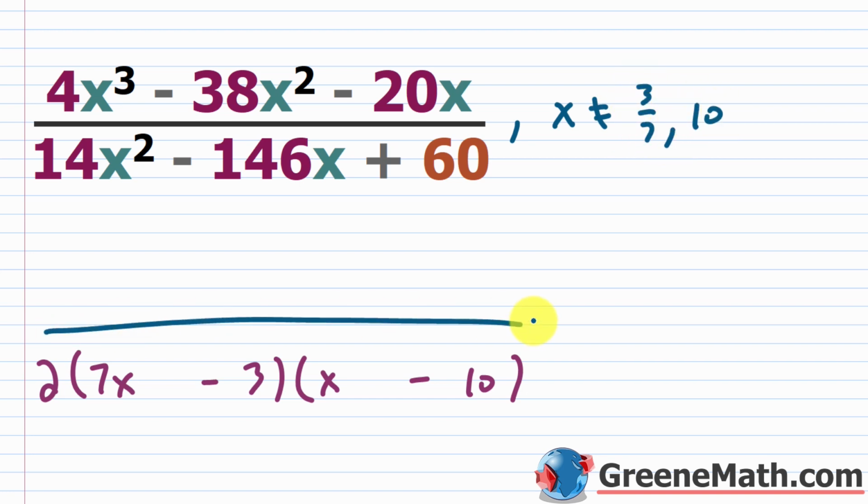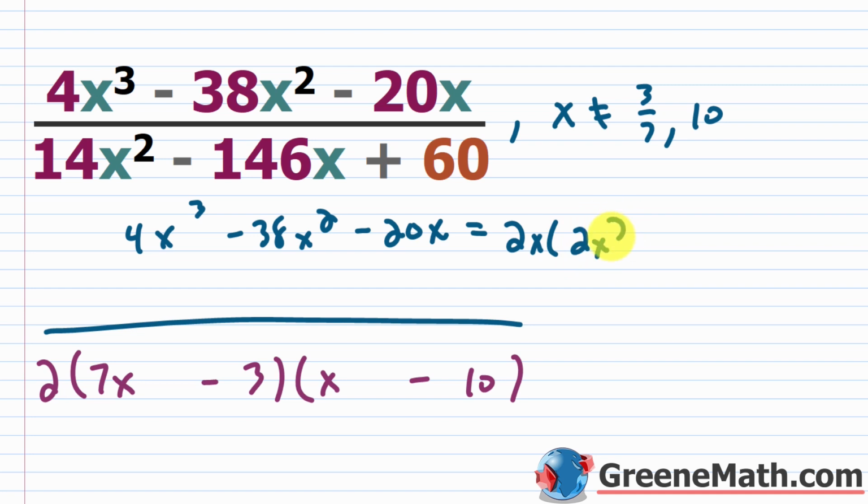And let me make my fraction bar. So for the numerator, we have this 4x cubed minus 38x squared minus 20x. I know I can pull out a 2x there. That would give me 2x squared, then minus 19x, and then minus 10. Okay, so for this guy, let's go ahead and set this up. We have our 2x out in front, and then let me slide this down. So we're going to have 2x and x here.